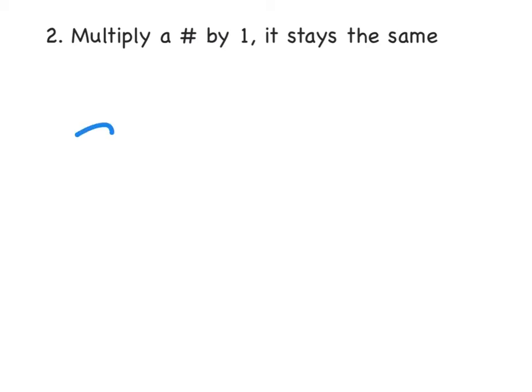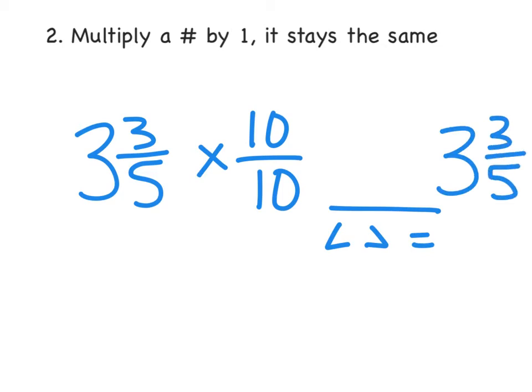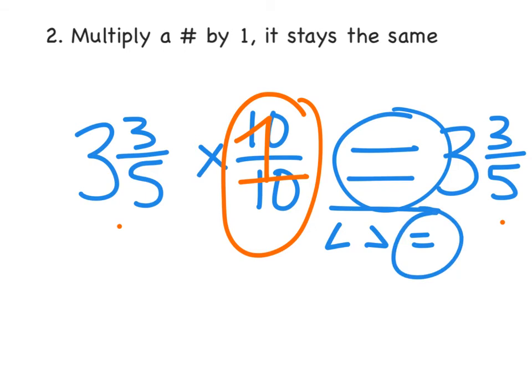If I were to multiply 3 3/5 by 10 tenths, I want to know, would that be less than, greater than, or equal to 3 3/5? Again, 3 3/5 is my constant, so I want to look at this number here. 10/10 is equivalent to 1 whole. So I'm multiplying 3 and 3/5 by 1 whole. So I will get something equivalent to 1 whole, exactly 3 and 3/5. So equal is my answer in this case.